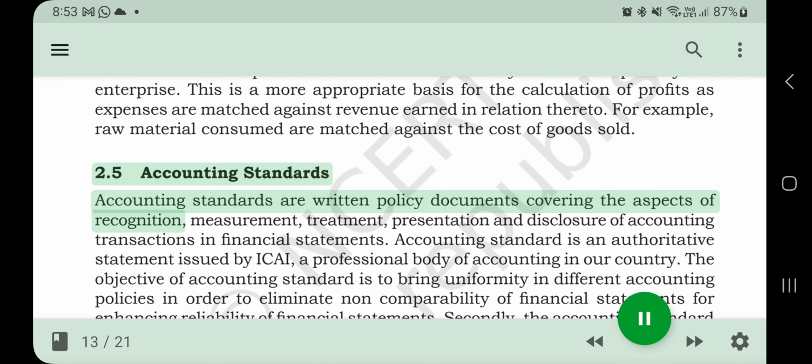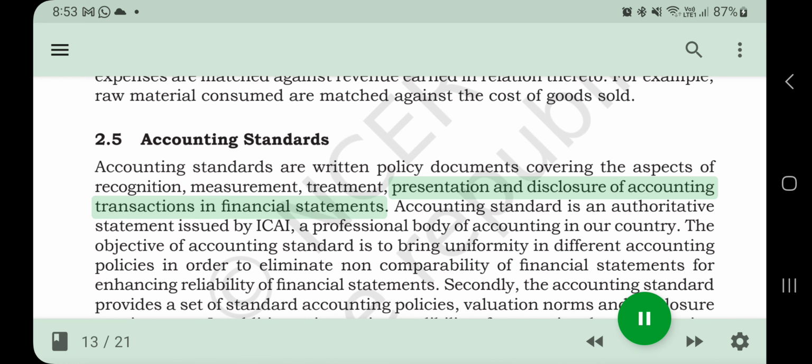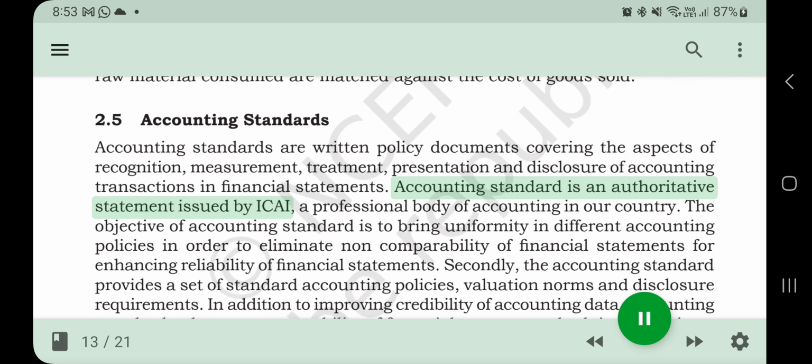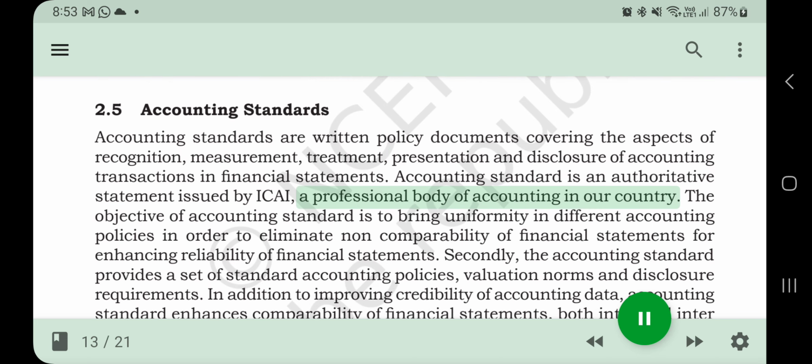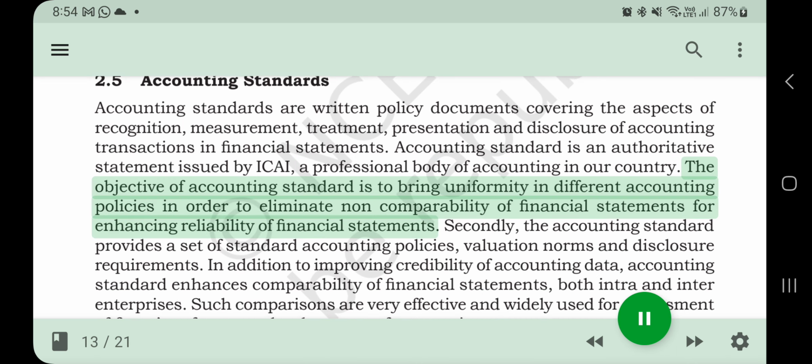2.5 Accounting Standards. Accounting standards are written policy documents covering the aspects of recognition, measurement, treatment, presentation and disclosure of accounting transactions in financial statements. Accounting standard is an authoritative statement issued by ICAI, a professional body of accounting in our country. The objective of accounting standard is to bring uniformity in different accounting policies in order to eliminate non-comparability of financial statements for enhancing reliability of financial statements.